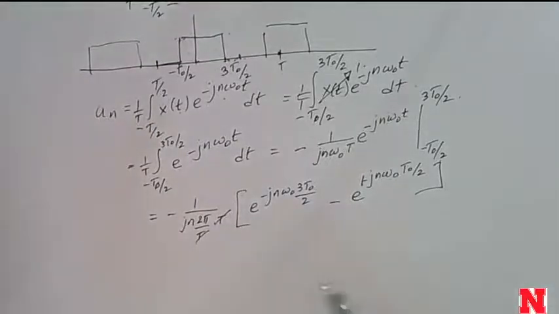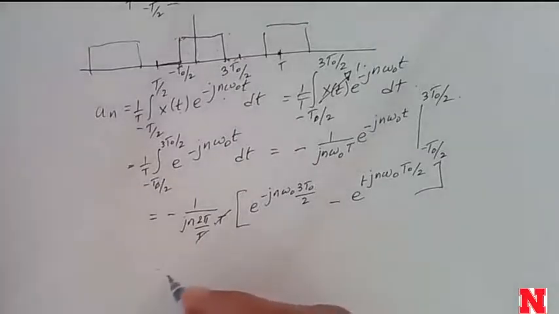And now I'm going to use a trick. So the trick is this. What I want to do is take something out from here such that I can take something common from these two, such that the exponent of this is e to the minus something, and the exponent of this is e to the plus the same thing. And what I'm going to take out is minus jn omega naught t naught over 2.